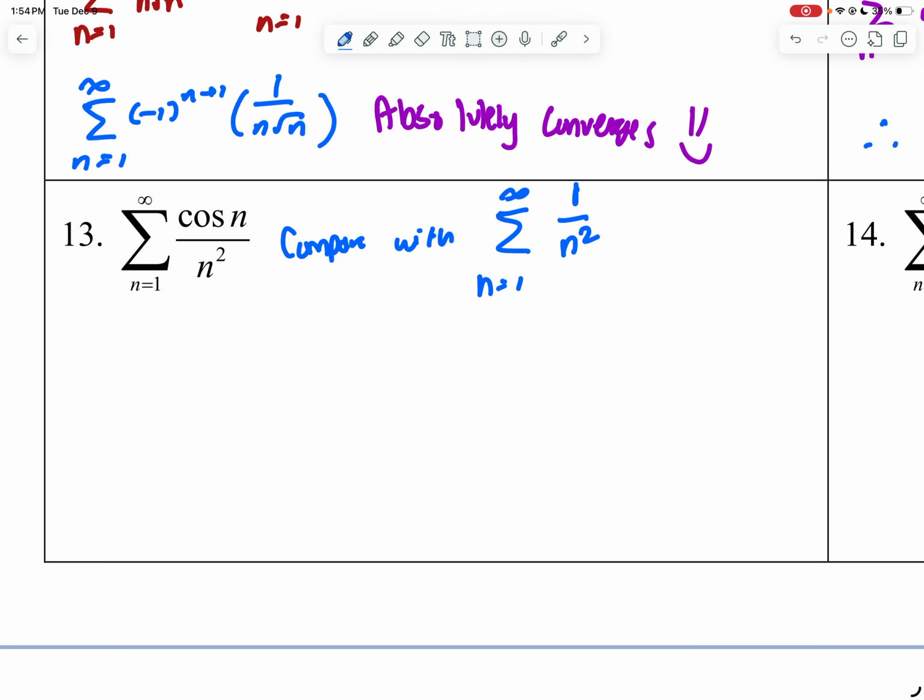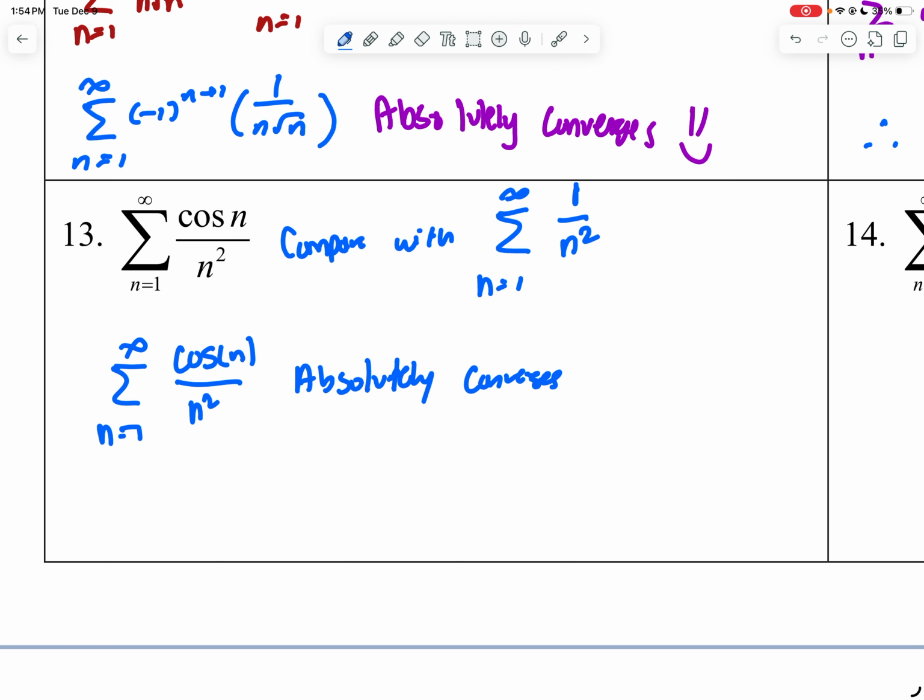Now, here's even better news. If I were to take the absolute value here of that cosine of n, instead of the outputs going from -1 to 1, it now goes from 0 to 1, which really doesn't make a difference. So here, we could just automatically say that it absolutely converges by p-series comparison.